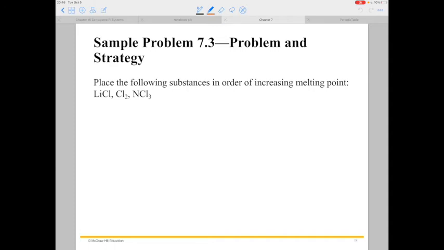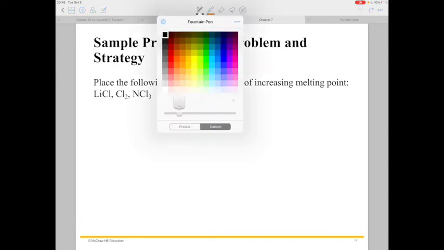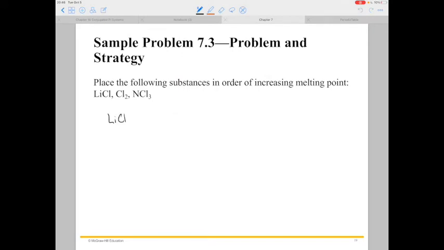Okay, so now we're going to rank these three compounds in order of increasing melting point, only looking at their structures, so given no other information. Okay, so let's see if we can't classify these compounds a little bit further. We have lithium chloride, Cl2, so diatomic chlorine, and then what would be nitrogen trichloride.